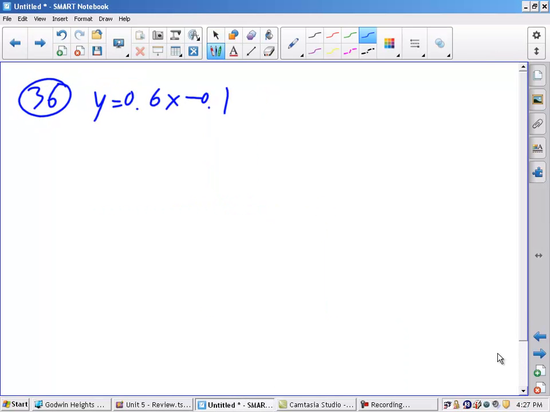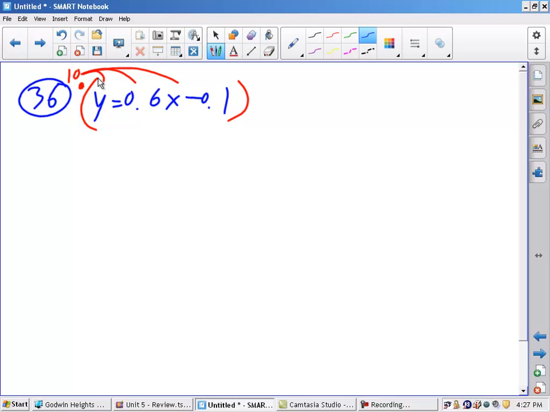Okay, number 36. What you have to do is write this in standard form using integers. What that means is you want to get all the x's and y's on the left side, and you want to make sure all the numbers are not decimals. You want to make sure they are good, clean numbers like -2 or 5 or 7 or 102, but not decimals. So what we need to do first of all is multiply everything by 10, and what that does is it will clear out those decimals.